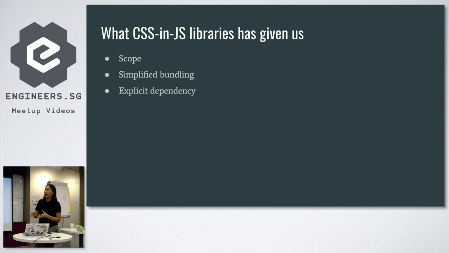So if we are able to do it in CSS natively without a library, I guess it's a good point that we got from CSS in JS that we can actually incorporate into CSS itself. Some of the other two will be simplified bundling and explicit dependency. These are things that are very JavaScript based, and then we try to bring them into CSS. And they also brought us a lot of Twitter wars, nonstop.